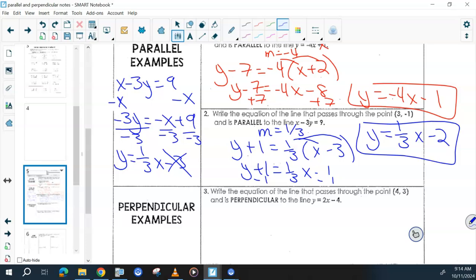So again, this is parallel to the original. It has the same slope and it goes through a different y-intercept. Any questions so far before we get into the perpendicular ones? The process is basically the same, but we have to do one additional thing first.